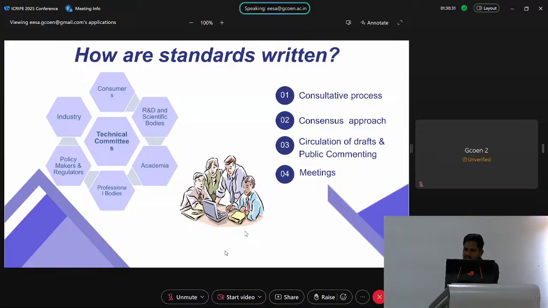Then circulation of draft: we circulate all the draft standards to the committee members and to all the public in India for their comments, and after getting comments, we prepare the final standards. So whenever a standard is written, inputs are taken from each and every person in our country.